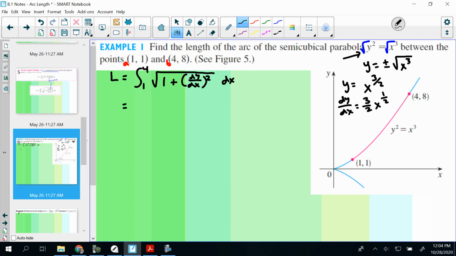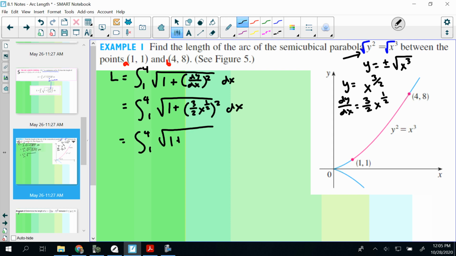So let's put that in. So we get the square root of 1 plus (3/2 x to the 1/2) squared dx. All right, so now to integrate that, let's square that first and simplify it. It's going to be 1 plus 3 squared would be 9, 2 squared would be 4, x to the 1/2 squared, that's like the square root of x squared, that's just going to be x.